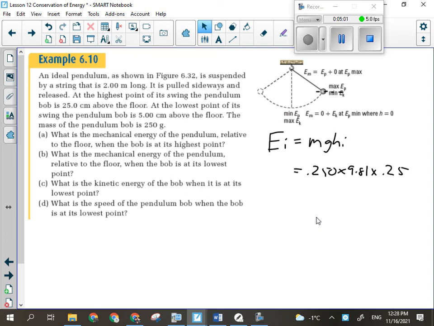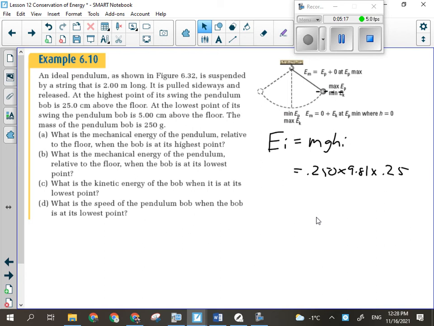Everybody all right with that idea? Okay, so a question like this, if I put this on a test, you'd be surprised how many people do 3 times the math they need to do. All right, so the first part here, what's the mechanical energy of the pendulum? Well, we just figured that out. It was one simple calculation.